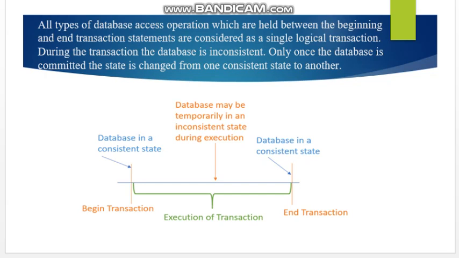You may use multiple reads and multiple writes, but these multiple reads and writes will act as a single unit, a single transaction. During the transaction, the database may be inconsistent. Only once the transaction is committed, the state changes from one consistent state to another. For example, before the transaction starts, the database is consistent. Once the transaction starts its execution, there may be some time where the transaction is causing some inconsistency in the database. But once the transaction is completed, the database has to be in a consistent state. This is the most important quality of the transaction. The transaction should not change the state of the database from a consistent state to an inconsistent state. The database has to be in a consistent state when the transaction is completed.